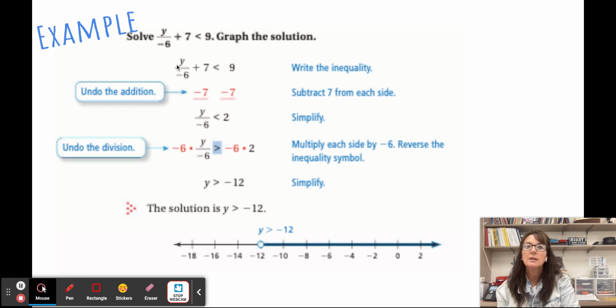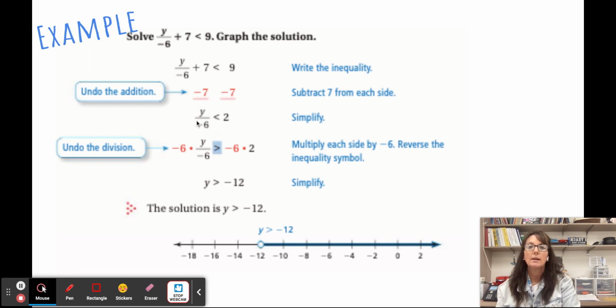Multi-step equations mean the equation has more than one step. So y divided by -6 plus 7 less than 9. We'll start using the inverse or the opposite, taking apart, right? Isolating the variable, getting the variable by itself with reverse order of operations. So we want to start by undoing the addition subtraction first. So you would subtract 7. We're undoing the addition, so subtract 7 on both sides.